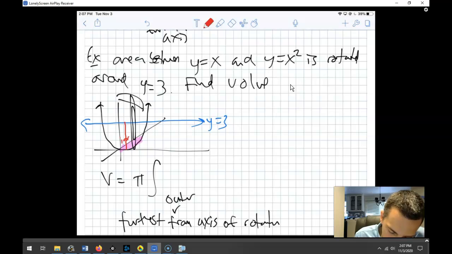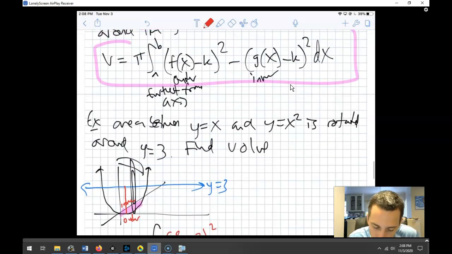So the line y equals x, that's the inner. And the outer is the one that's furthest away from the blue line. So my outer one here is actually the parabola. That's why we don't do top minus bottom. We think outer minus inner. The outer one's coming from the x squared. So that's x squared minus 3 squared.